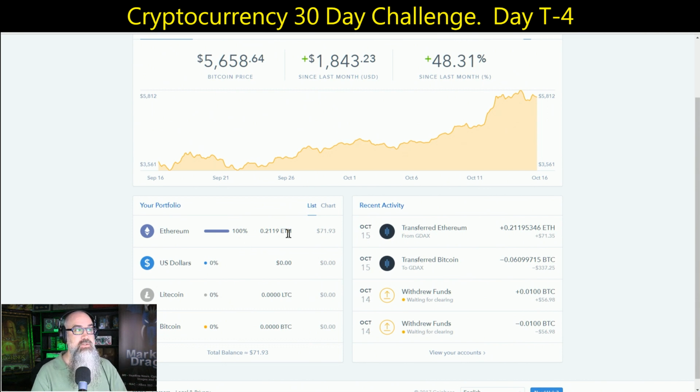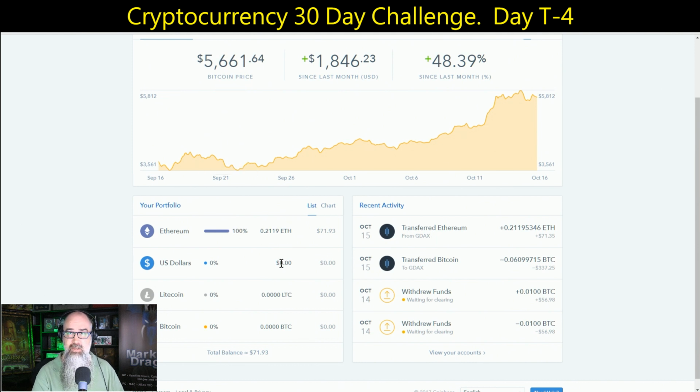And so I've got Ethereum in here. I've got 0.2 of an Ethereum. It says it's worth 71 bucks right now, 71.93. When I moved it over yesterday, same amount here, it was worth 71.35. So it's gone up in value just a little bit. And it's kind of interesting to see these changes as you move stuff back and forth. But anyway, it's real easy.